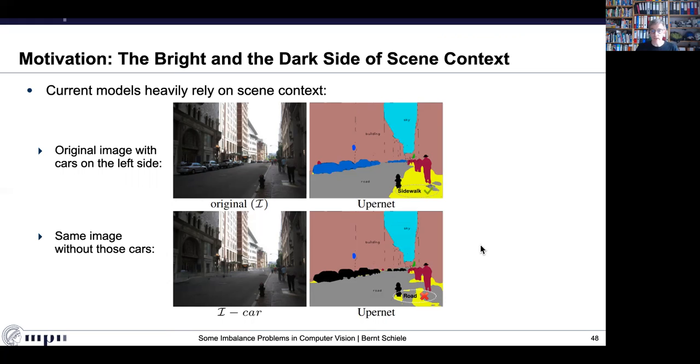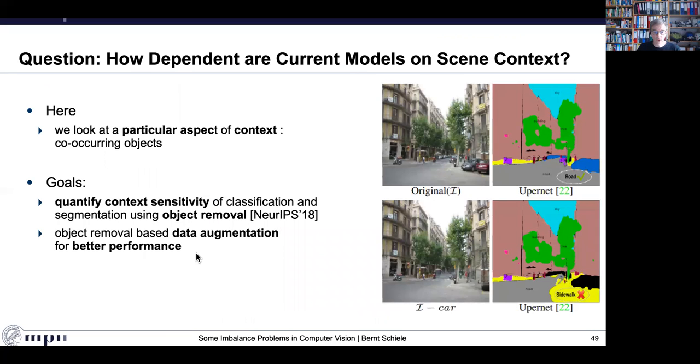So what we wanted to do in this work is twofold. On the one hand, we wanted to quantify this context sensitivity, and that is what this NeurIPS paper is essentially about. But then also, what we're doing is removing objects from the images, and when removing an object causes a problem in the performance, we use this as a data augmentation scheme to improve the performance of the final classifier. Here's another example that I'm going to show again later. Here we took out the cars on the right side of the road. If we take that out, all of a sudden it hypothesizes there's a sidewalk, while in the original image it was correctly classified as road.